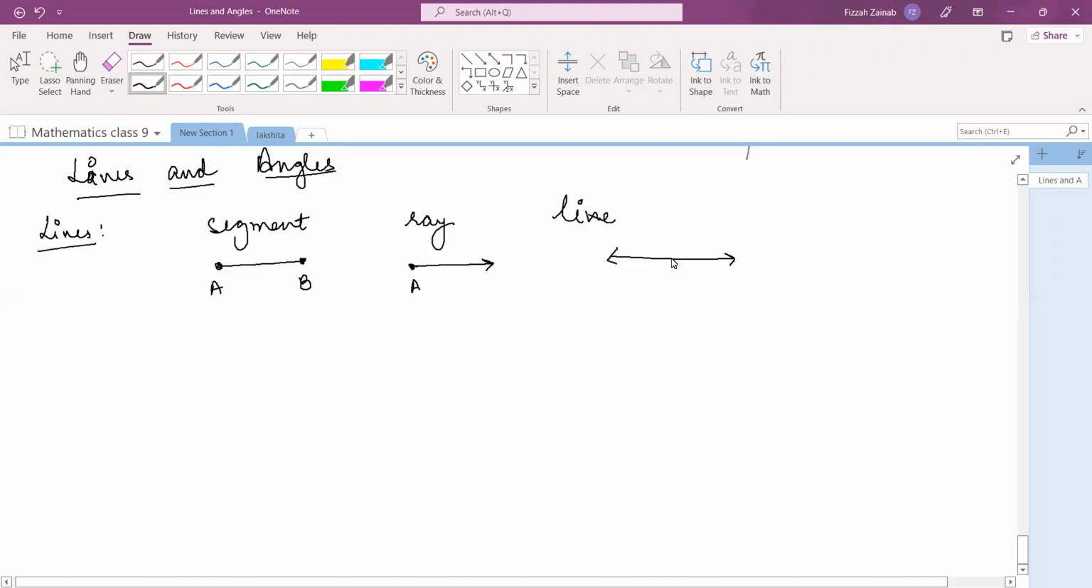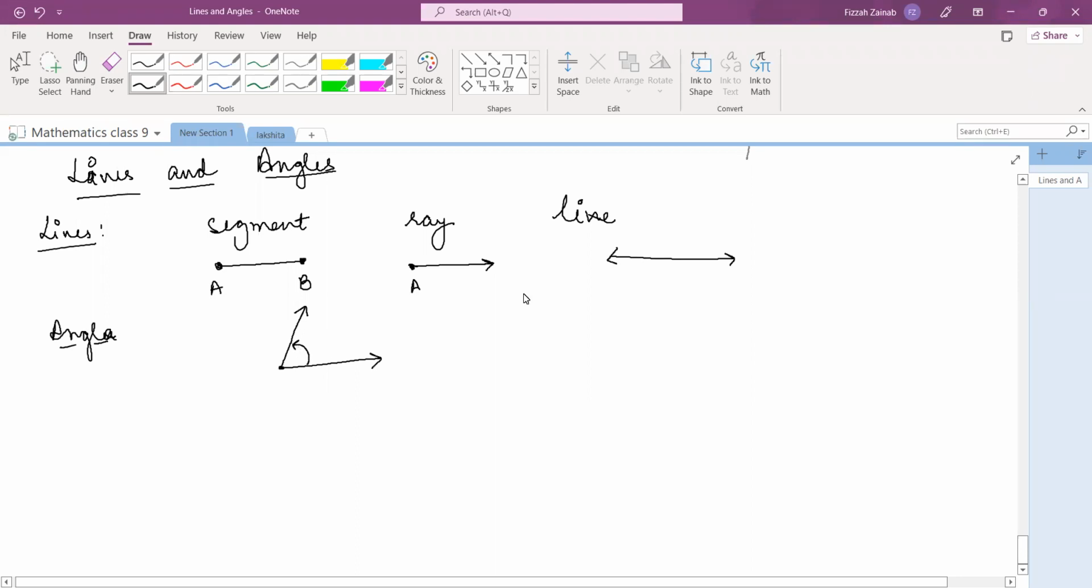This is the difference between a segment and a ray and a line. Now, if I talk of angles, what is an angle first of all? An angle is formed whenever I have a point and from this point two rays are emerging. Let's say this is one ray and this is another ray. So an angle has been formed between them. This is called an angle.